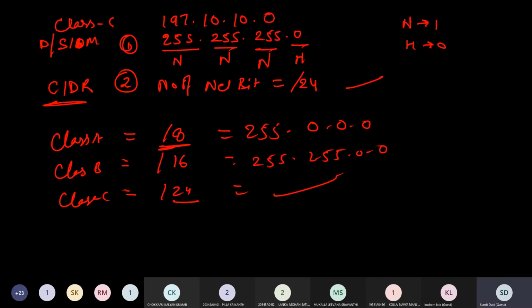Perfect. Moving towards the subnetting. So our IP address was 197.10.10.0. So what is the CIDR value? /24. So this is my default subnet mask. With the help of it, I will tell the machine that this is class C. So take first 24 bits as a network and last 8 bits as a host.